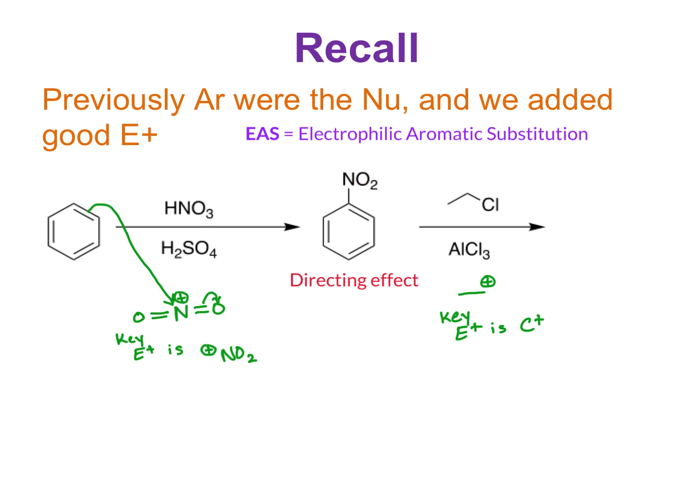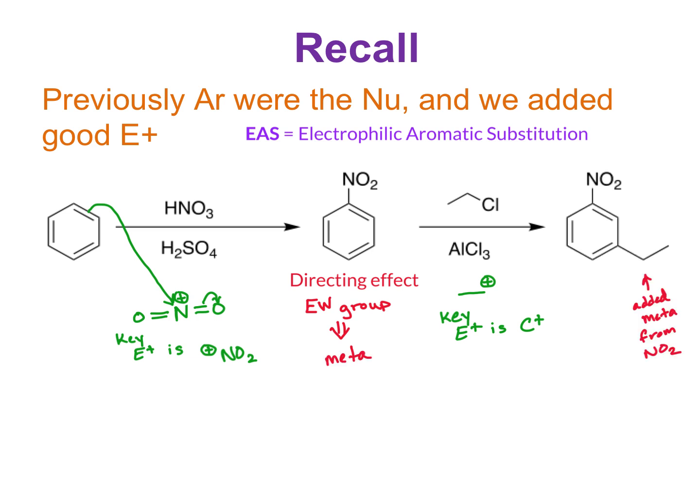This is a director NO2, so it's going to be an electron withdrawing group. What kind of substitution will that give us? Ortho, meta, or para? It's a meta director, right? All the electron withdrawing groups are going to be meta directors except for the halogens. That's the exception, right? Okay, so hopefully that was a good review.